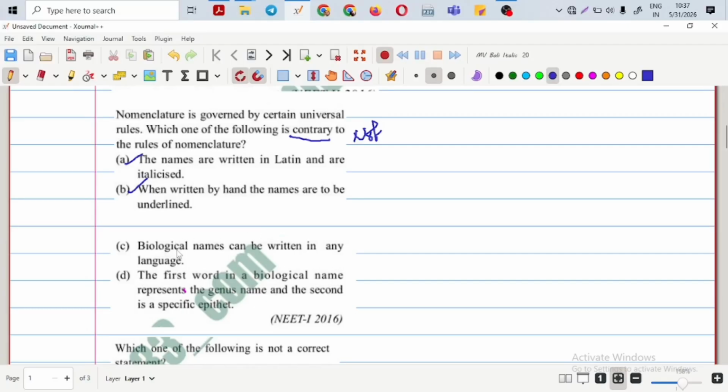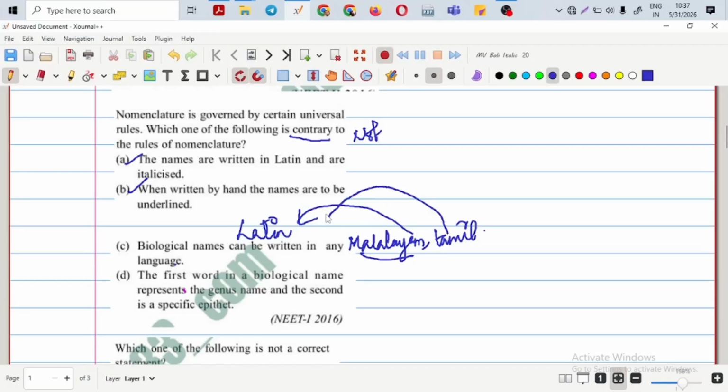Biological names can be written in any language. Have you ever seen any biological name in Malayalam language, or in English language? No. In Tamil language? It is in Latin language, right? Even if it is a Malayalam term, we need to Latinize the term, right? Even if it is Tamil, we need to Latinize the term, right? So it should be in Latin. The first word of the biological name represents the genus, and the second the species. Okay, that is again true. So the wrong answer is C.